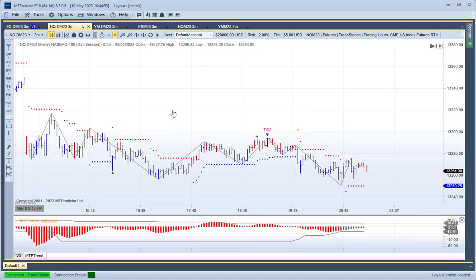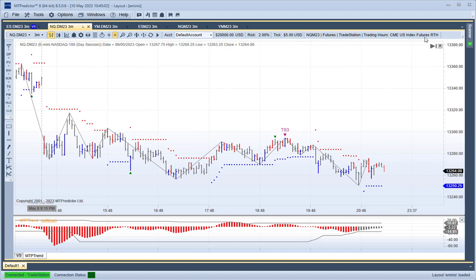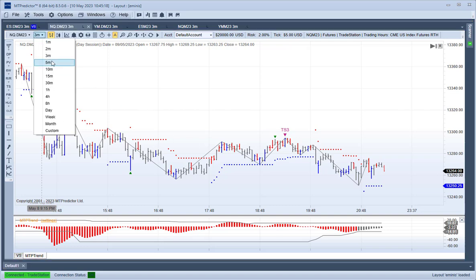Right, let's have a look at the 3-minute day session only chart from yesterday. Let's start with the NQ. Now the day session only is our regular trading hours, which is from 9:30 to 16:15 New York time. As you can see, our MTP trend indicator was red, but we don't use that first and foremost. We go out to our higher time frame chart.